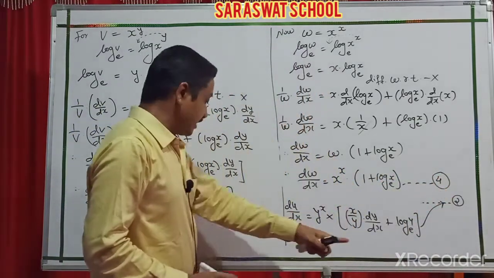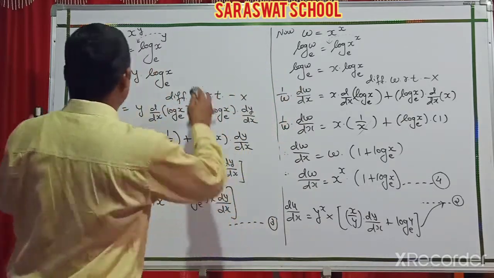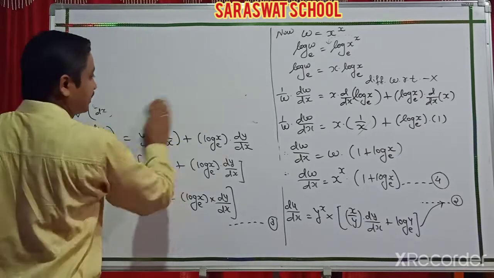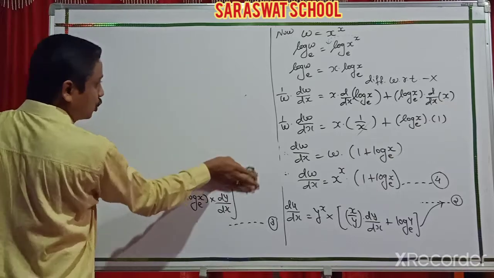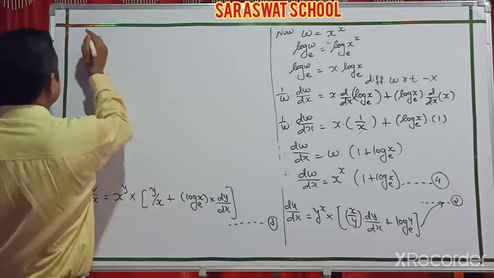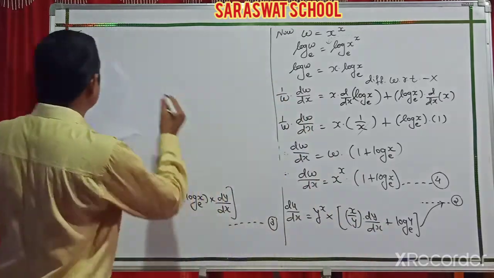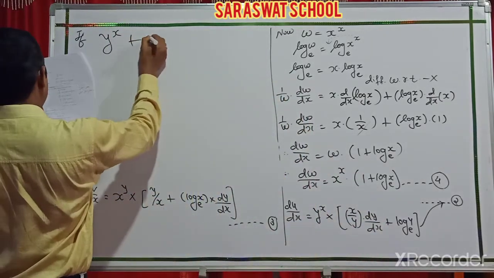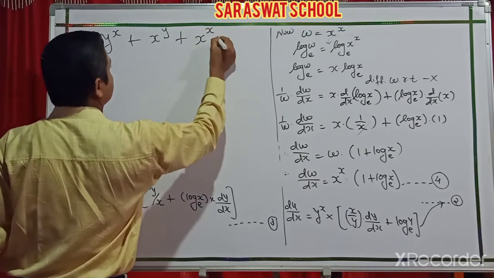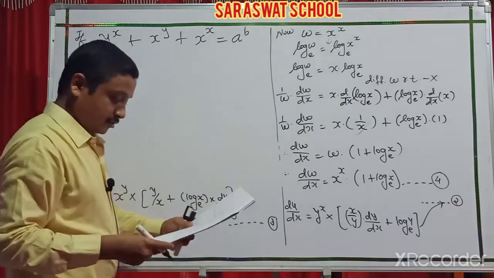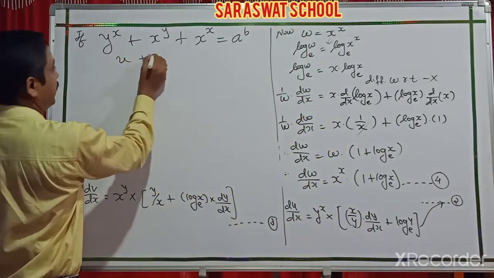Second, third and fourth, and start now our basic numerical. What is the original sum? That original numerical I just start here. So what is the question? The question is x raised to y raised to x plus x raised to y plus x raised to x is equal to a raised to b. These are your standard questions, and already I am taking that u, v, w.